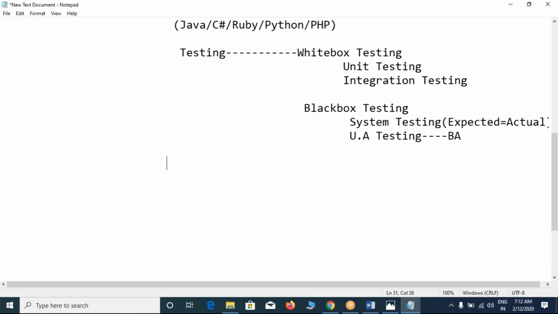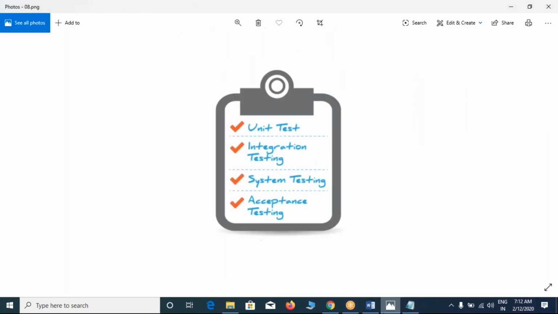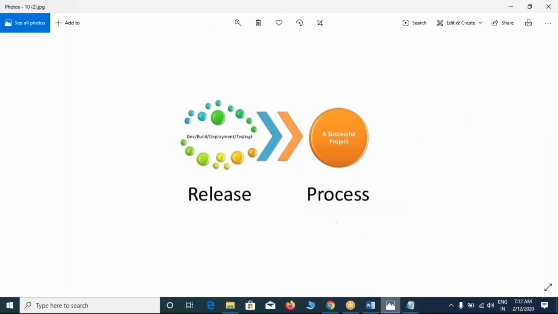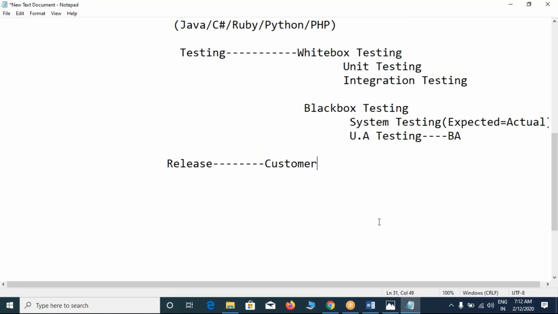Whenever all implementation activities are completed, the delivery team will release the project to the customer. So after coding and after testing, the project will be released to the customer. After release to the customer, if the customer is facing any problem, then what?